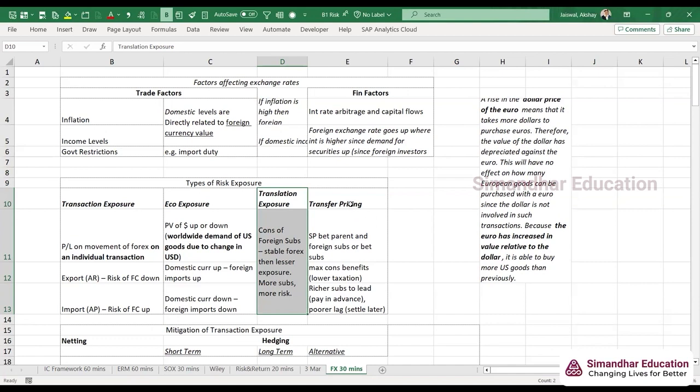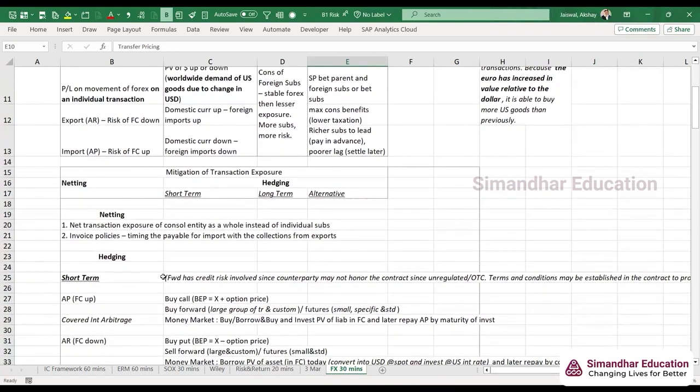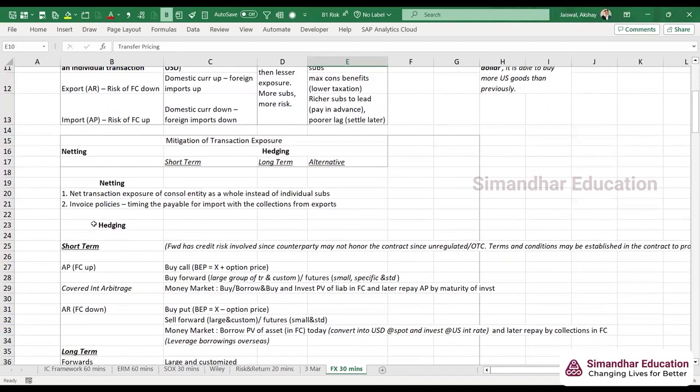And transfer pricing is simply when we have transactions between parent and subsidiary, or between sister concerns like various subsidiaries themselves, then we need to set a transfer price. All right, so now we'll go to the methods. First is netting. Netting is very simple.